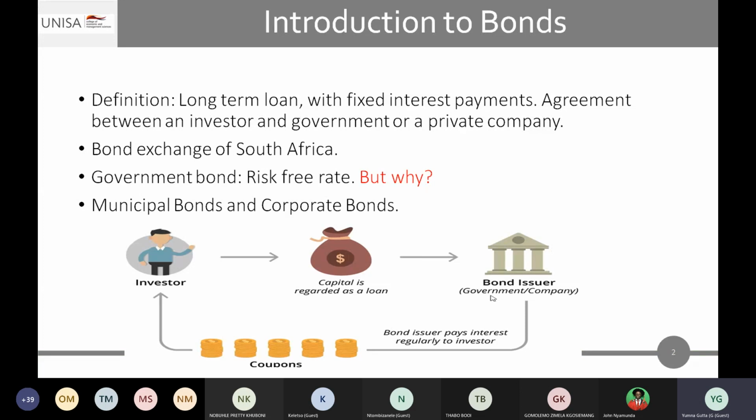And then you get corporate bonds, where private companies also issue bonds as a form of a loan for the company. So you get different types. The main one you'll hear about all the time is government bonds, and this is where we get our risk-free rate. The interest on a government bond is risk-free.